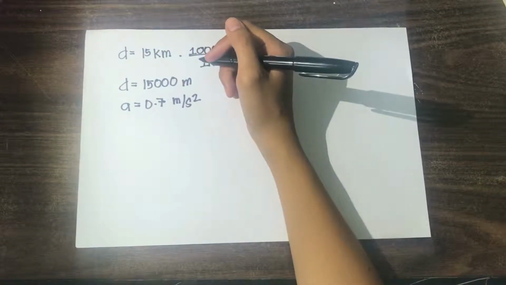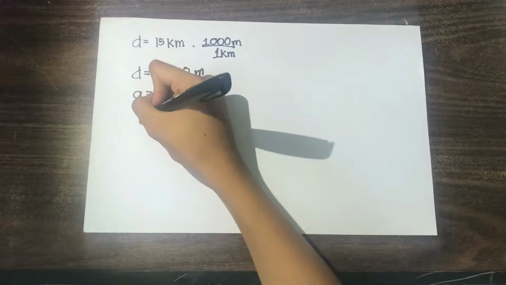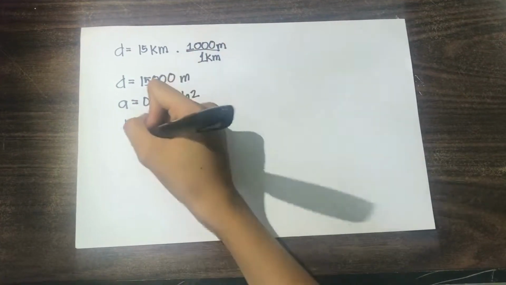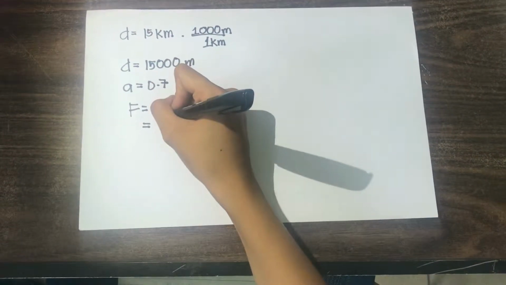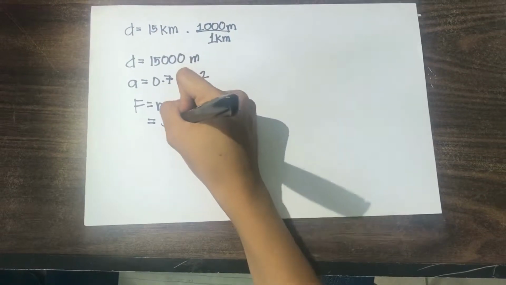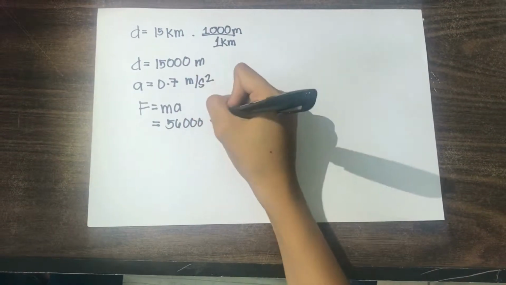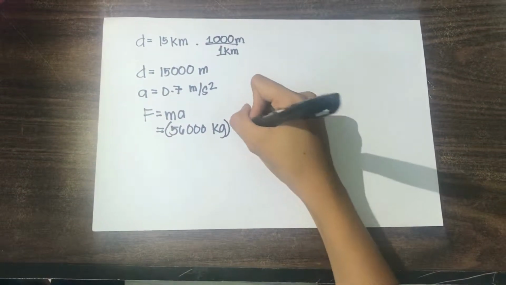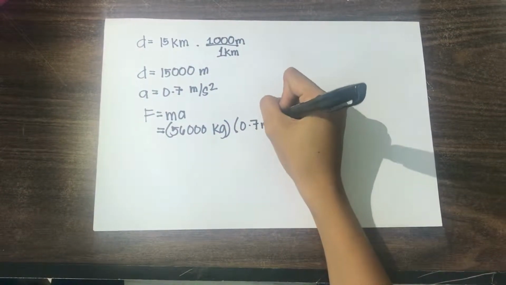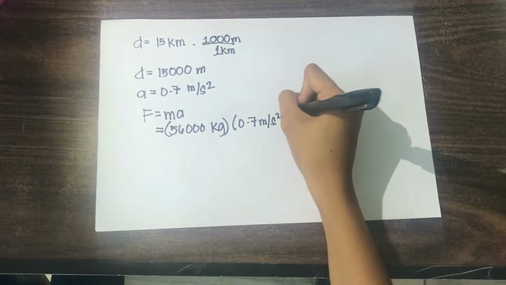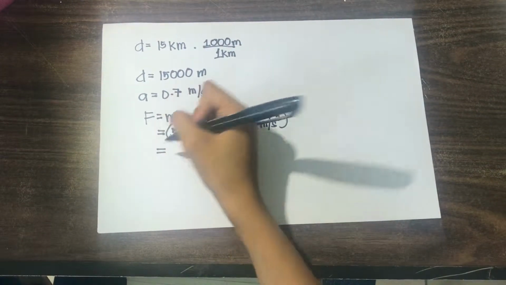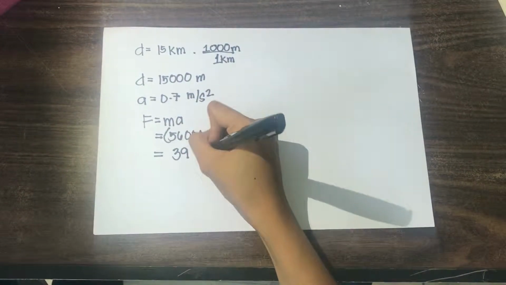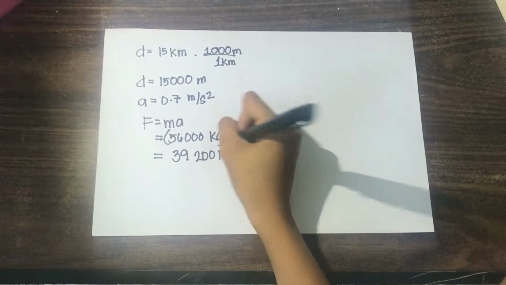First, we need to calculate the force. Force is equal to mass times acceleration. The mass of the train is 56,000 kilograms, times 0.7 meters per second squared. Force is equal to 39,200 newtons.